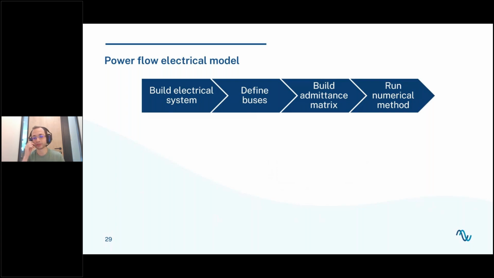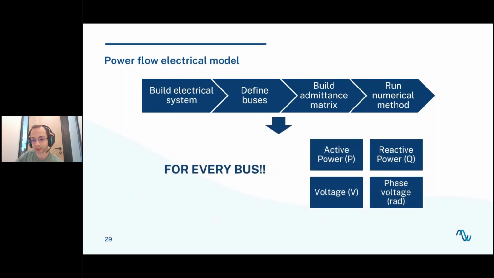Then we have to build the admittance matrix, which represents the connection between the different electrical systems in the buses. And then we just run a numerical method, which is basically a trial and error calculation where we try a solution, we see how close it got to the real solution, and then we try another one until we converge to a solution. There are different numerical methods for power flow modeling. After running this numerical method, we will obtain 4 results for each bus. We will obtain the active power, reactive power, voltage, and phase voltage of every single bus, going from the inverters to the point of interconnection.